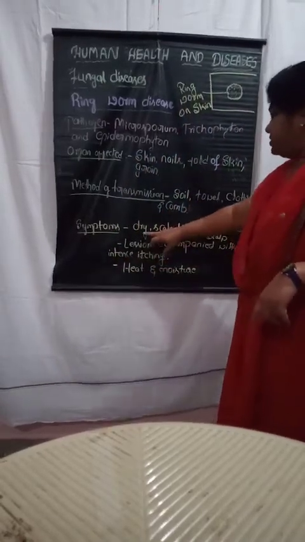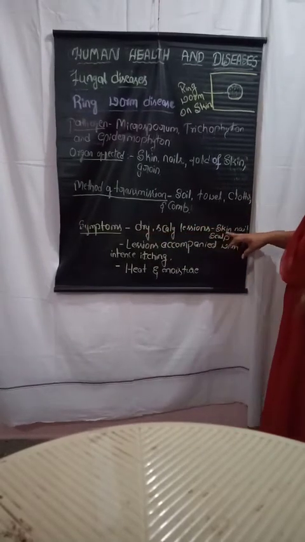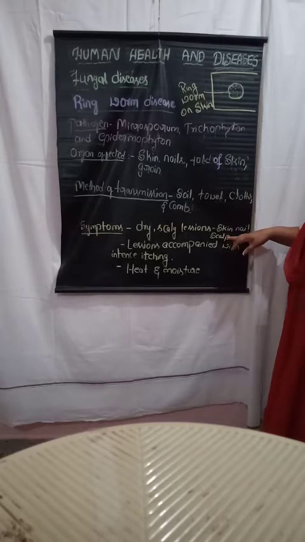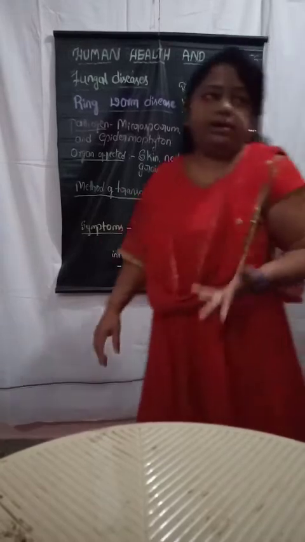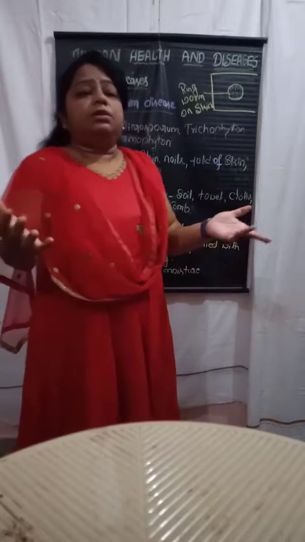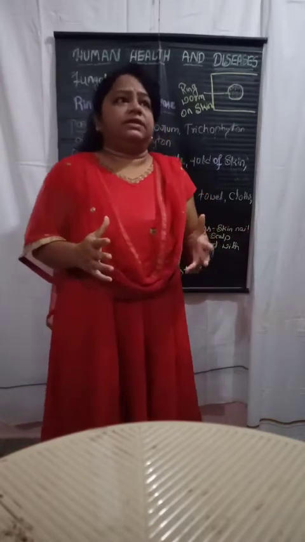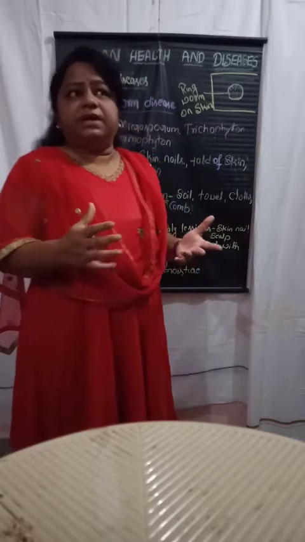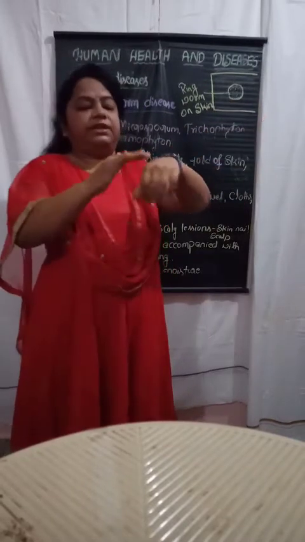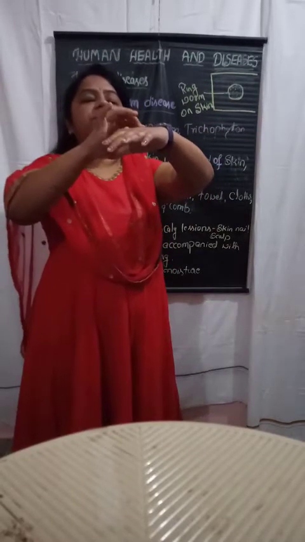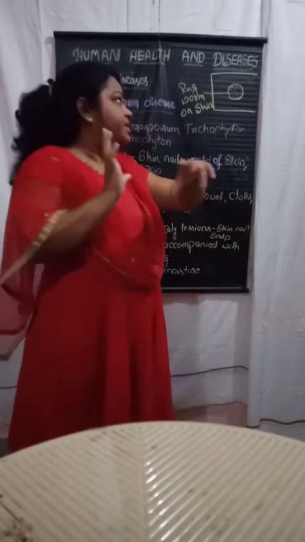Okay, so that is the dry scaly lesions on the skin, nails and also the scalp. The lesions are accompanied with intense itching. I already told you, intense means we feel like itching a lot. Then one more symptom, it is erythematous. So what do we mean by erythematous? It is whenever there are symptoms on the surface of the skin, that appears slightly above our skin surface.